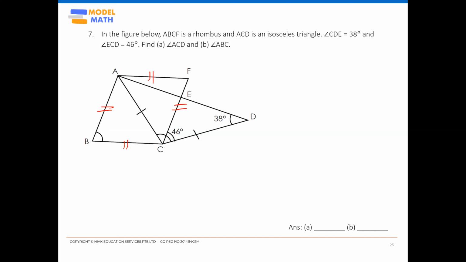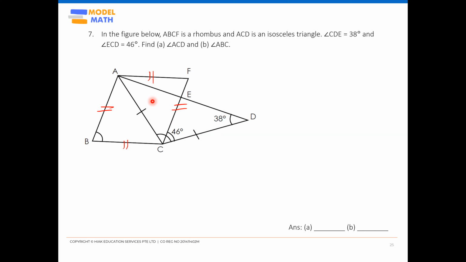And bear in mind, a rhombus has two pairs of parallel lines. So AF and BC are parallel, AB and FC are parallel. Now, ACD is an isosceles triangle. Luckily, they already labeled these equal sides for us. So it's isosceles. Then we can go on to start to think about how to go about solving this question.